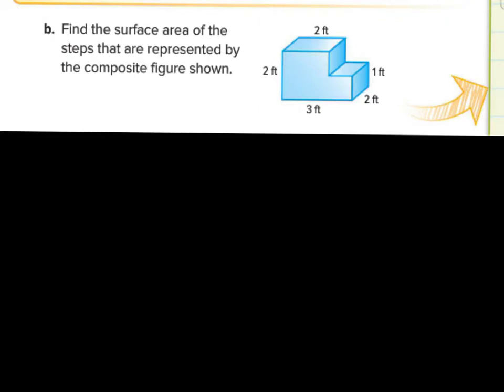Now for our exercise, we have to find the surface area of the steps that are represented by the composite figure. So we have some steps here, right? And we want to just find the surface area, not the volume. So our surface area is going to consist of this piece 2 times. So this piece, and it's repeated again on the back, and it's this piece plus this part right here. Together, if you were to put them together, it would make this entire back part, right?